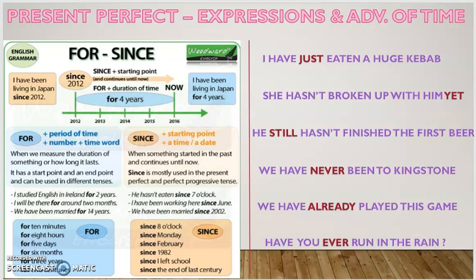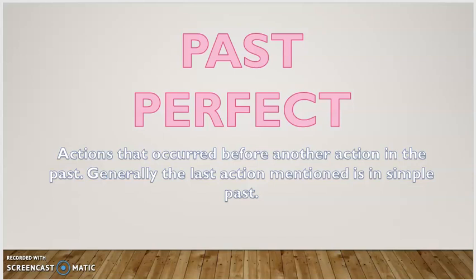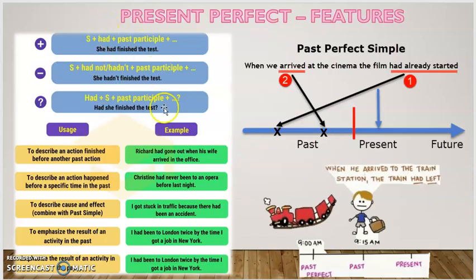Now we continue with the next topic. The next topic is the past perfect. So the past perfect refers to actions that occur before another action in the past. Generally, the last action mentioned is in simple past. Okay, so let's analyze some situations. First, let's analyze the grammar.